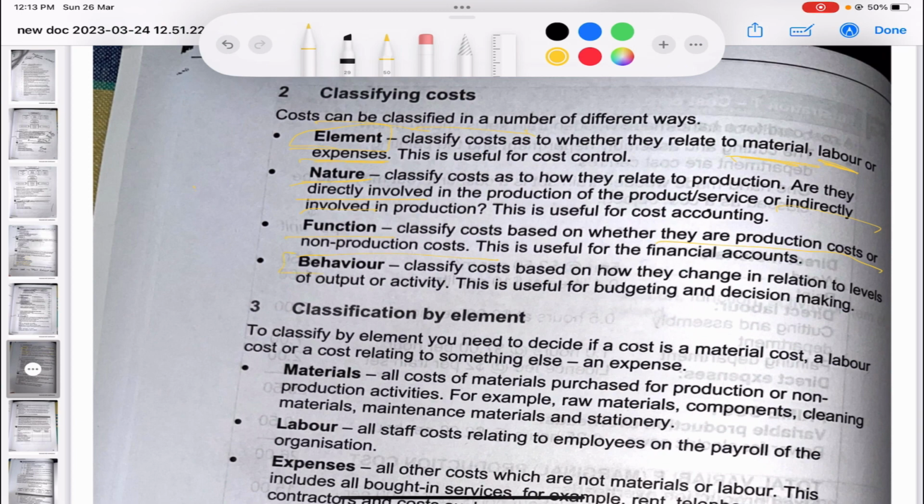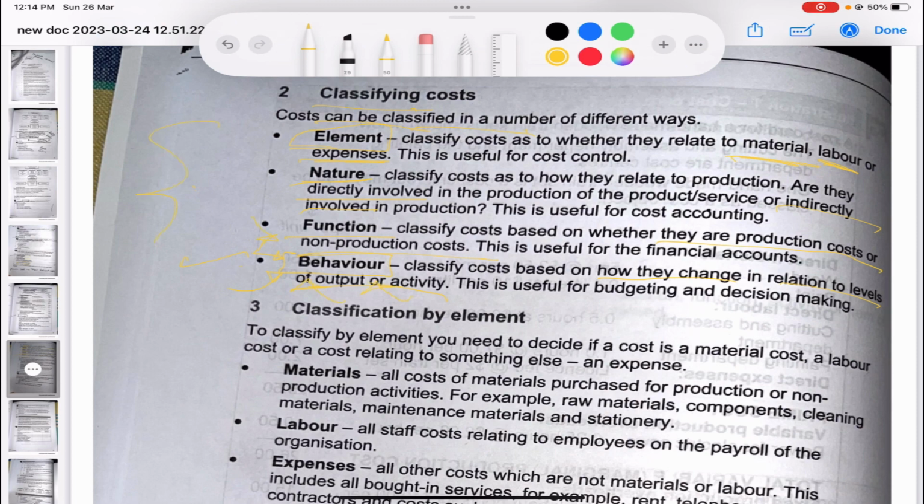The last basis of classifying costs is the behavior. On the basis of behavior also you can classify costs. So what do you mean by behavior? How they change in relation to levels of output or activity. So with the change in the activity, with the change in the output, how does the cost behave? That is something which we will see in behavior.